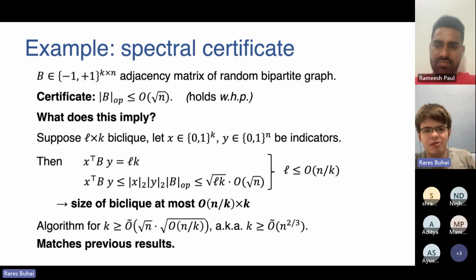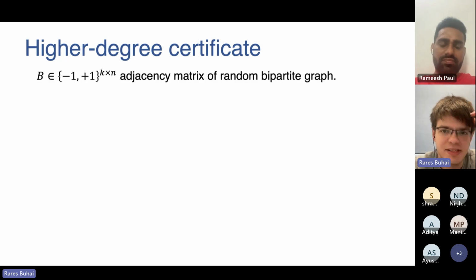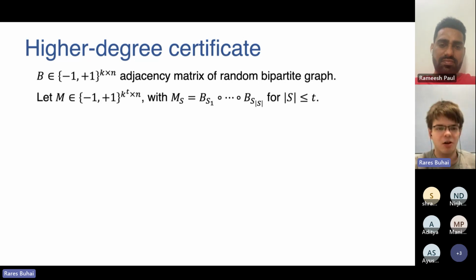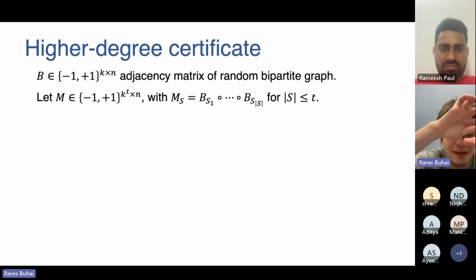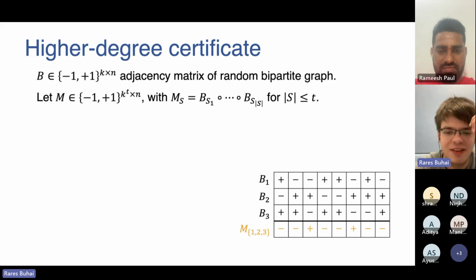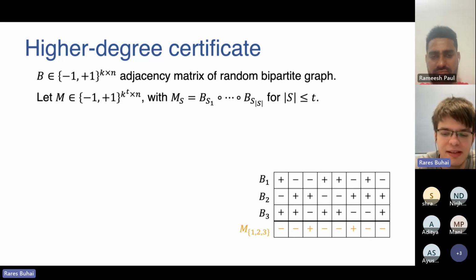So now I'm going to our certificate, which is a higher degree and non-spectral certificate. So again, given the adjacency of this bipartite graph, I'm going to define a new matrix of size k to the t times n, whose rows are indexed by sets of size at most t, and each row is equal to the element-wise product of the rows of B corresponding to that set. So let me show a picture. Say B1, B2, and B3, the first three rows of B, are the ones I drew here. Then M at the row for the set 1 to 3 is obtained by taking the element-wise product of these three things. So it's still a plus minus 1 vector of length n. The number of columns is the same.